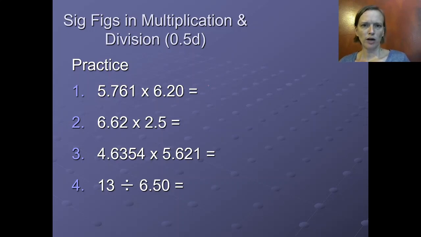So for question 1, your calculator will give you the answer of 35.7182. But this number has 4 sig figs, and this number has 3 sig figs. Therefore, our answer can only have 3 sig figs. So we trim the number here, or round the number here, and we get 35.7 as our answer.